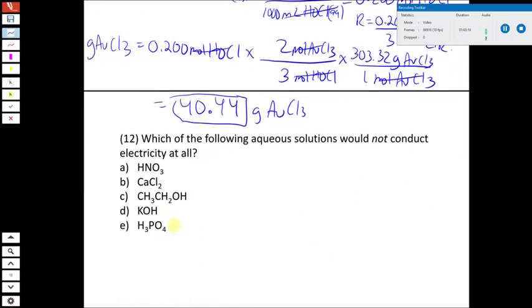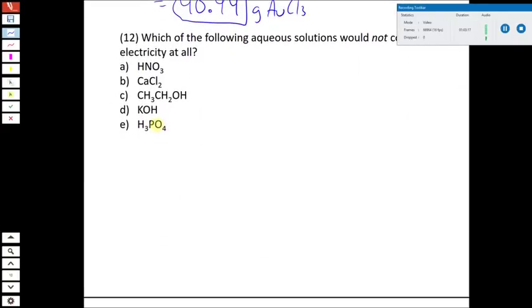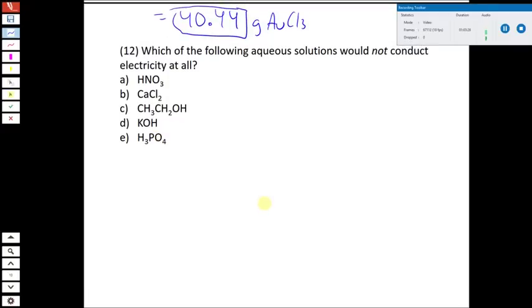All right, number 12. So now we're dealing with more conceptual type questions for aqueous solutions. So we have a list of compounds here. We want to know which of the following would not conduct electricity at all. All right, so remember, when we're talking about electrical conductivity of solutions, we have 2 major categories of compounds when we dissolve them in water that determine whether they conduct electricity or not, and then we have one subcategory within there. So we have electrolytes and non-electrolytes. Electrolyte solutions will conduct electricity, and within that we have strong and weak. So strong electrolyte, weak electrolyte is one major category.